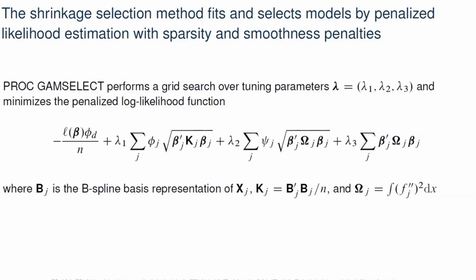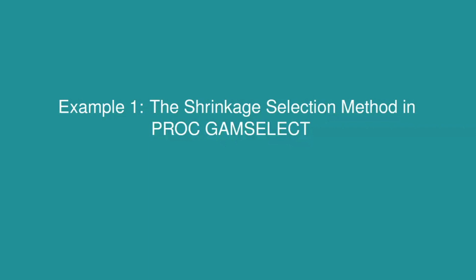The second penalty with tuning parameter lambda 2 is the smoothness penalty on the second derivatives of the individual spline terms. And the final penalty with tuning parameter lambda 3 is like a penalty from ridge regression. You can either specify the values of these tuning parameters lambda 1 to lambda 3, or by default, PROC GAMSELECT will perform a grid search over their values and return the model with the best fit. So let's now see how you can use the shrinkage selection method for our simulated data example.